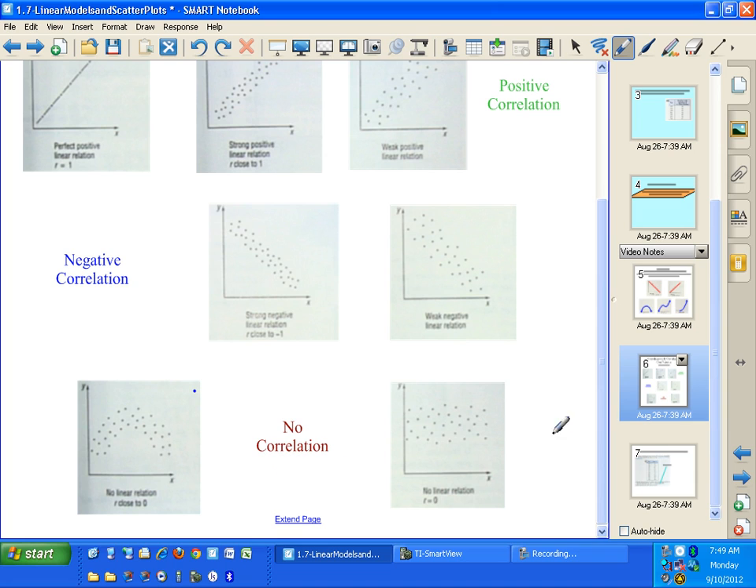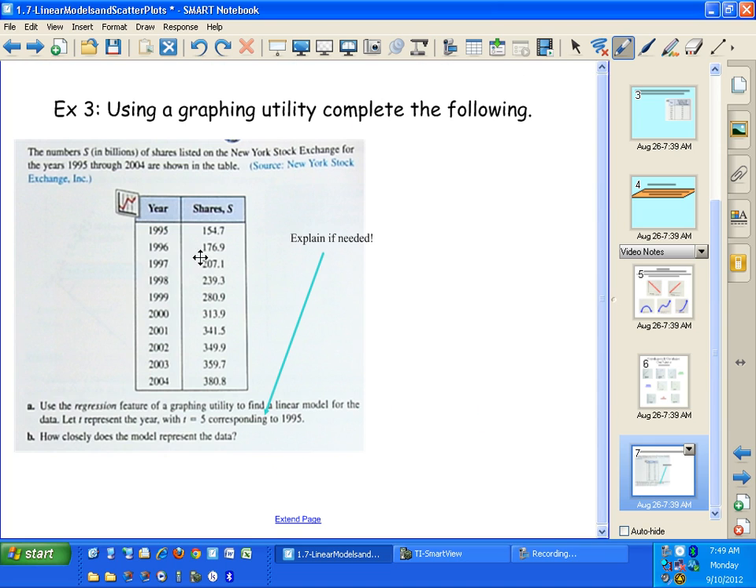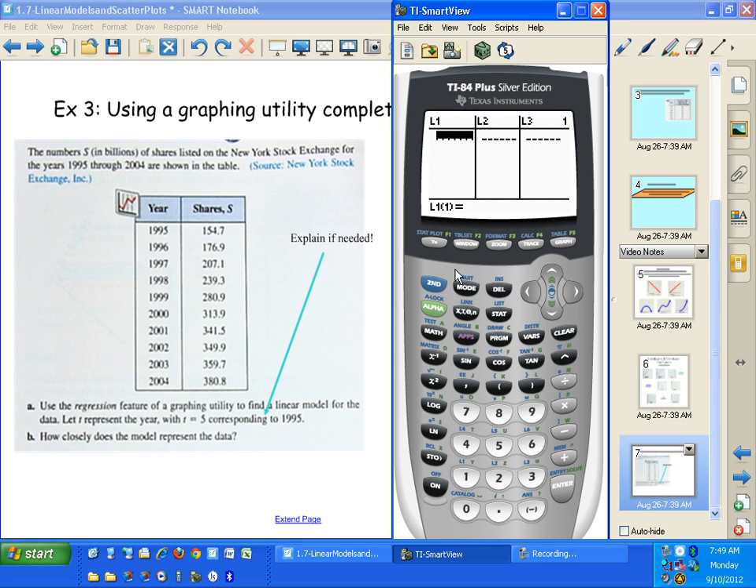And so now we're going to practice this with our graphing calculators, and we are going to talk about the New York Stock Exchange from 95 to 2004. We will use our regression feature to graph the function and find a linear model for the data. Let T represent 5 for the year 1995. So we're going to put 5 in for 1995 instead of typing in all of those numbers. We'll just use 5, 6, 7, and so on.